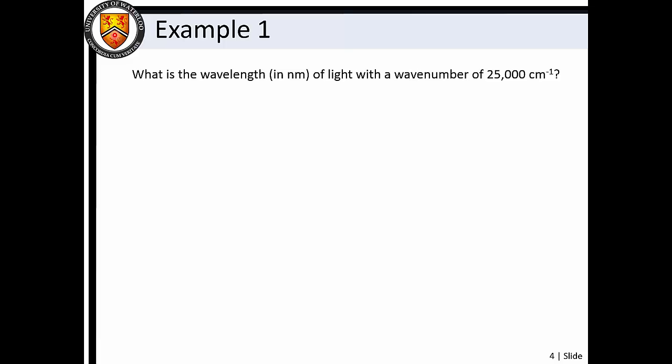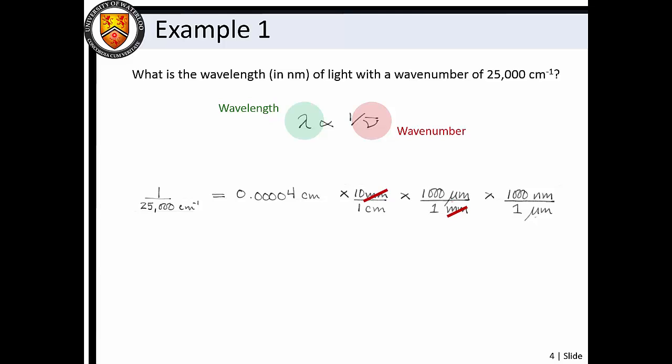First, it is important that we know how the dimensions of wavelength and wave number relate. We can see by the units that they must be inversely proportional. But if we calculate 1 over 25,000 reciprocal centimeters, we arrive at an answer in units of centimeters. So we still need to employ conversion factors to find the answer in our desired units of nanometers. Now we see that a wave number of 25,000 reciprocal centimeters corresponds to a wavelength of 400 nanometers.